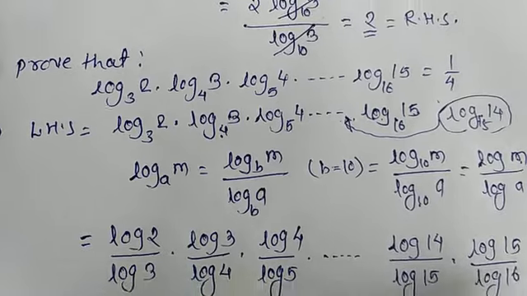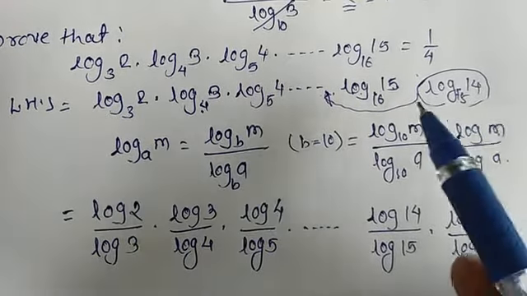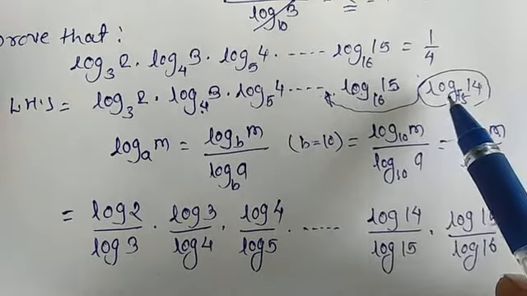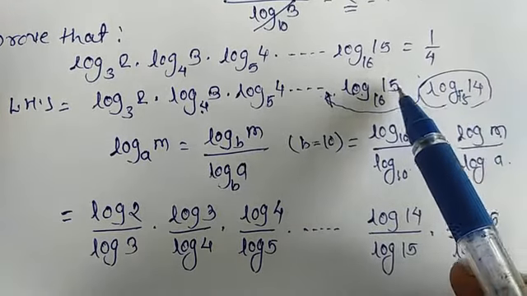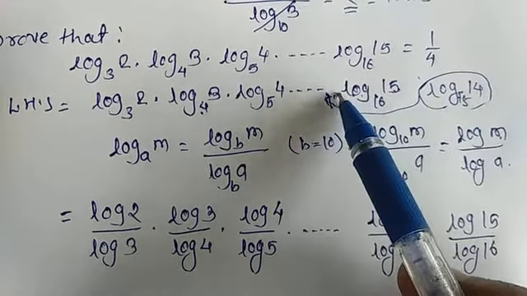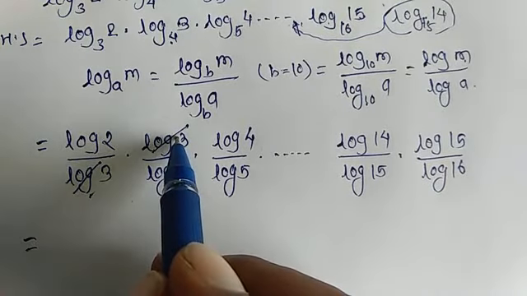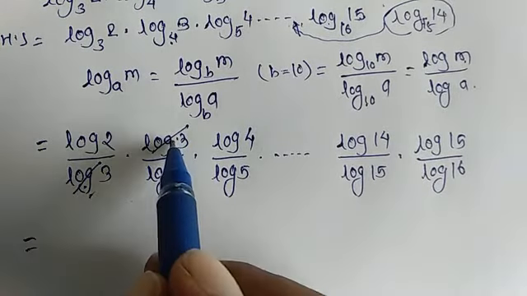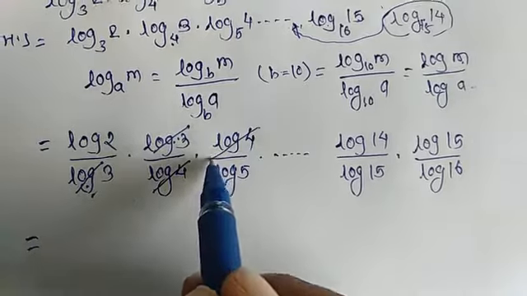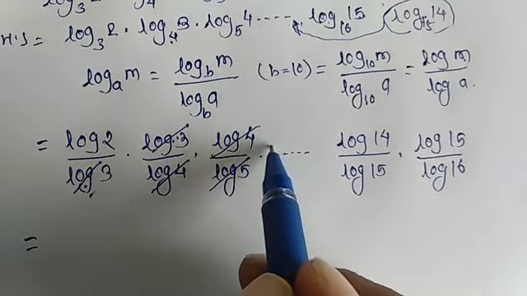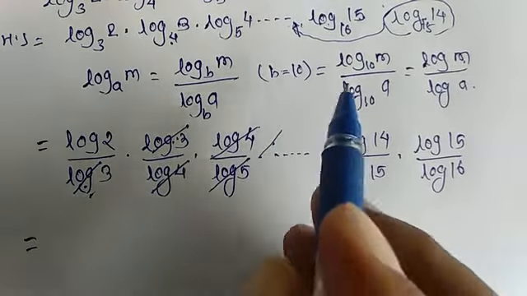I think you will understand this process step also. I have written the second last term of this right side. Now if you observe this, log 3 will be cancelled, first term and second term, numerator and denominator will be the same. Log 4 will be cancelled, and log 5 after that in the numerator will be cancelled.